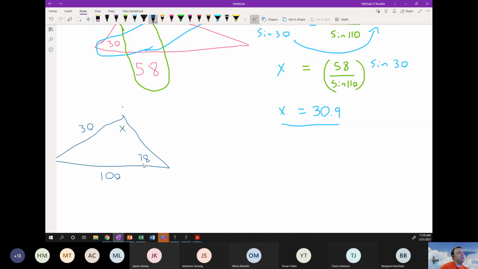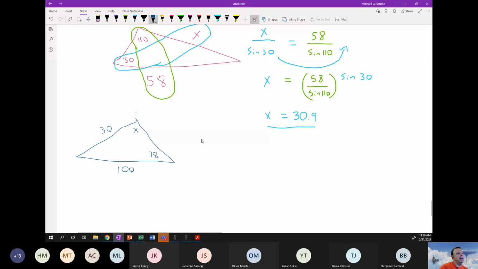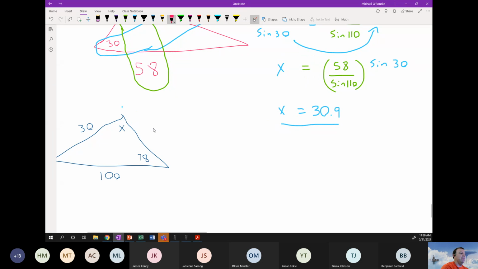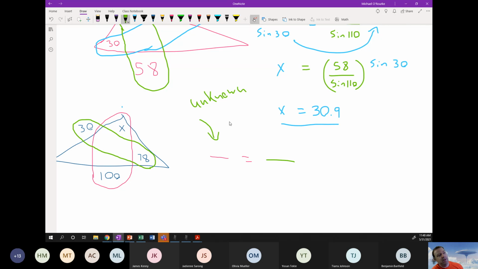So what I want you to do right now, first of all, decide if we have buddies, which we do, right? I always try to look for buddies first. We have buddies there, and we have buddies here. And Yosan is ahead of me. She's noticed that we're trying to find an angle. So I want you to try to set up your ratio here, okay? I'll give you a minute to set this up. Remember, unknown goes on top, and its buddy goes below, okay?